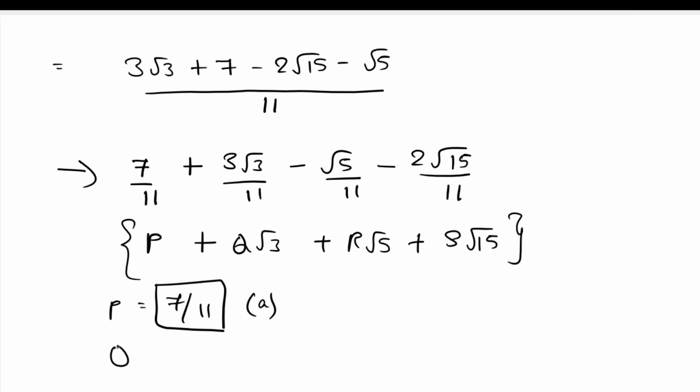Similarly, we'll find the value for Q, R and S too. So Q is equal to, here root 3 is there, root 3 is there. So 3 by 11 is missing. So the value for Q is 3 by 11.